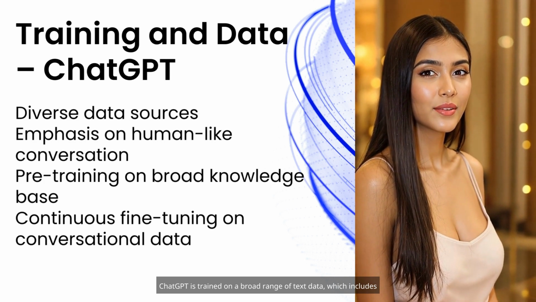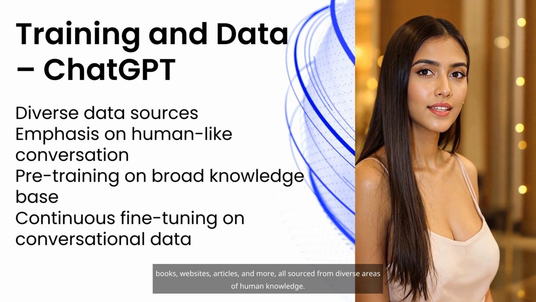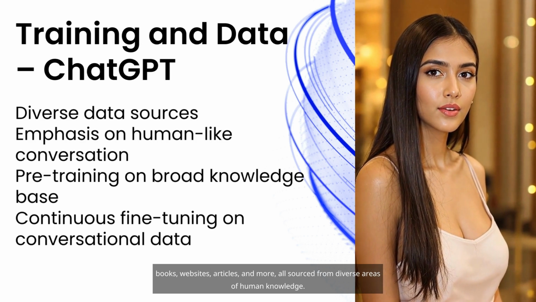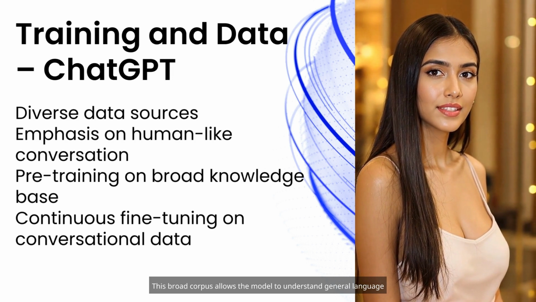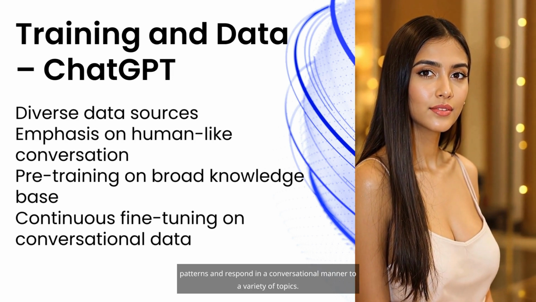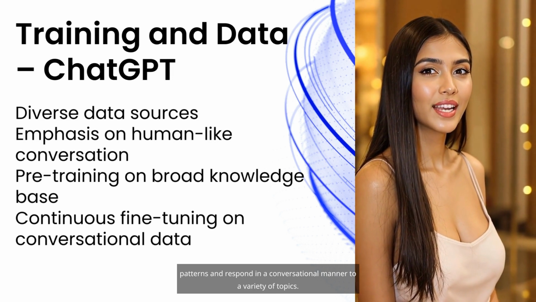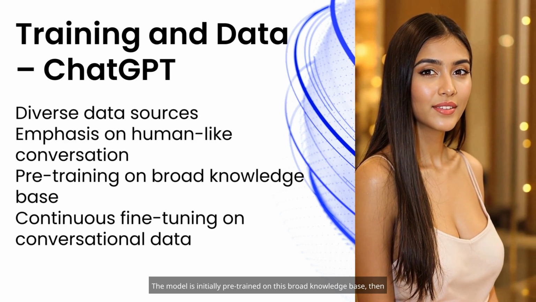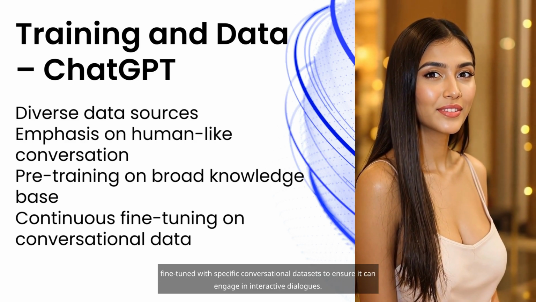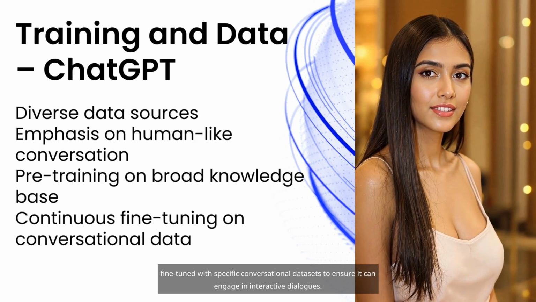ChatGPT is trained on a broad range of text data, which includes books, websites, articles, and more, all sourced from diverse areas of human knowledge. This broad corpus allows the model to understand general language patterns and respond in a conversational manner to a variety of topics. The model is initially pre-trained on this broad knowledge base, then fine-tuned with specific conversational datasets to ensure it can engage in interactive dialogues.